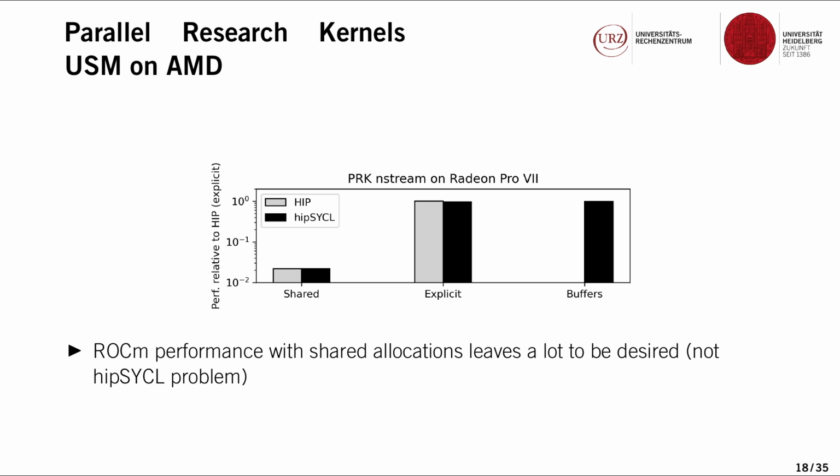If we look at AMD, we again see very similar performance between hipSYCL and HIP, except one thing stands out, and that is that shared USM in particular is performing poorly on ROCm in general, but that's the case both for HIP and for hipSYCL. So this is a performance issue in ROCm, not a hipSYCL issue.